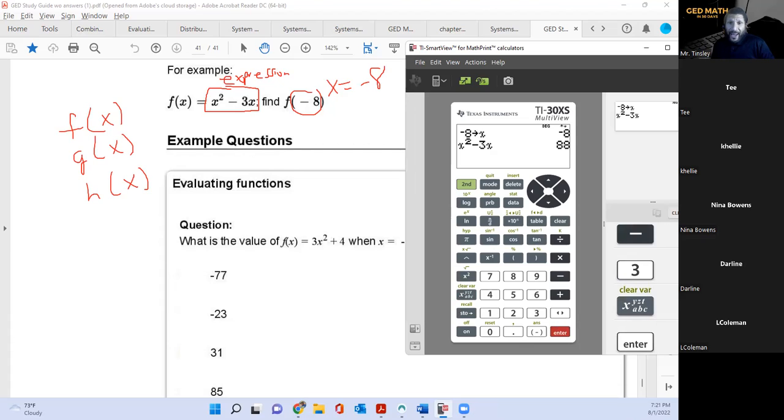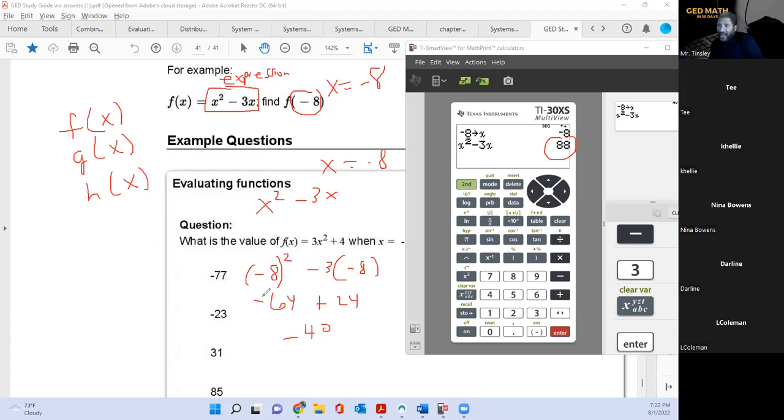Now, if you were doing it by hand, x squared minus 3x. So everywhere you see x, you're going to put a -8. This is where people make the mistake. -8 squared minus 3 times -8. -64 plus 24 minus 40. I thought we got 88, Mr. Tinsley. Why? It's because -8 is x. So what you have to do is this has to be in parentheses.